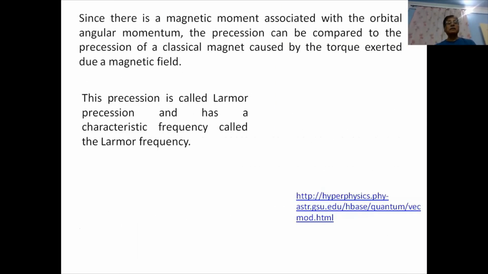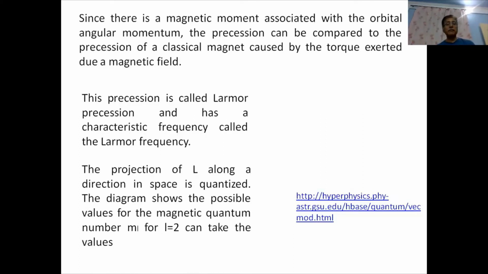Now, since there is a magnetic moment associated with the orbital angular momentum, the precession can be compared to the precession of a classical magnet caused by the torque exerted due to a magnetic field. Just like a small magnet in a magnetic field feels a torque because of the field, the magnetic moment associated with the orbital angular momentum has the same effect. This precession is called the Larmor precession and has a characteristic frequency called the Larmor frequency.